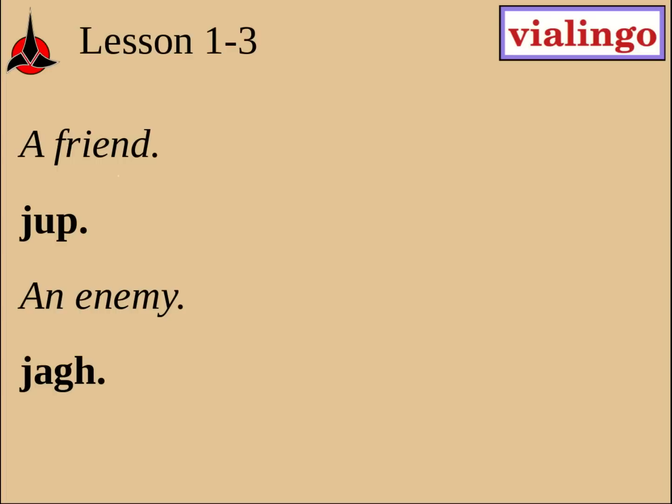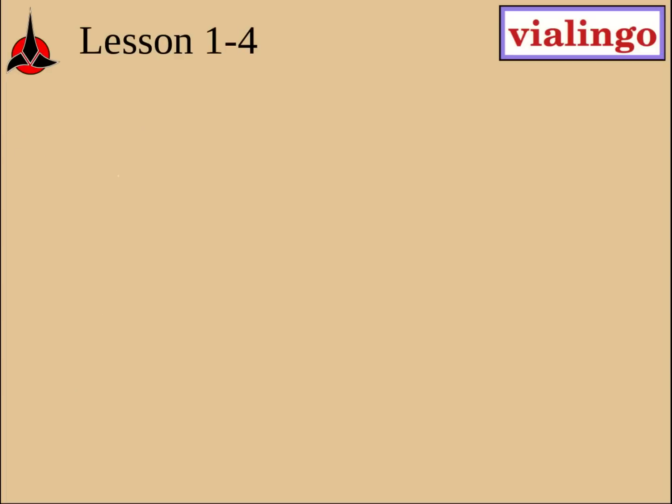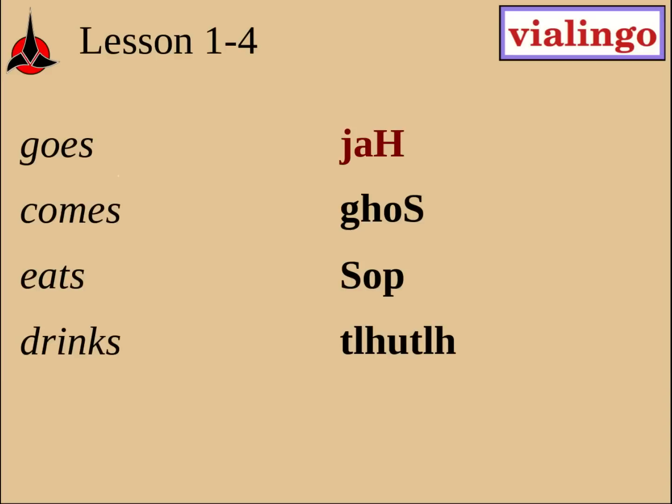Since this is a conversational course, please speak out loud. Klingons don't take kindly to off-worlders who speak their language timidly. Now let's learn some action words. These words are called verbs. Goes is jagh, jagh. Imagine that Jack goes up the hill and then down again. Jagh.